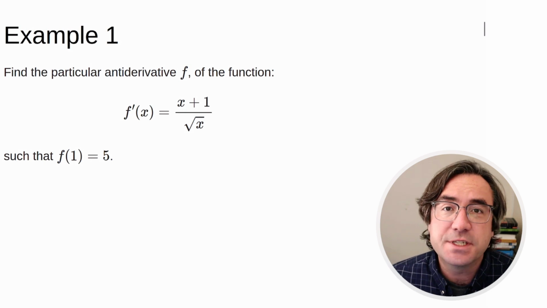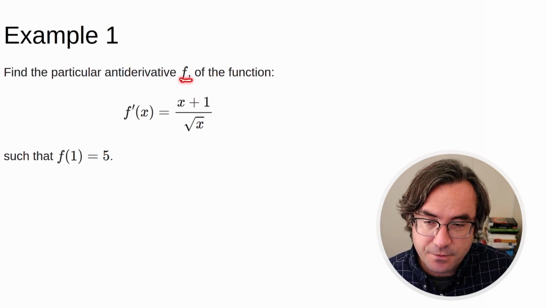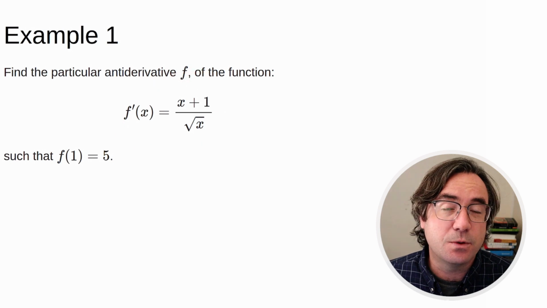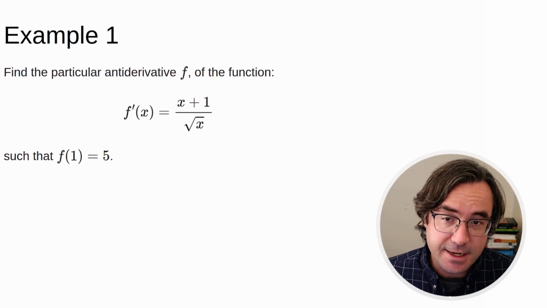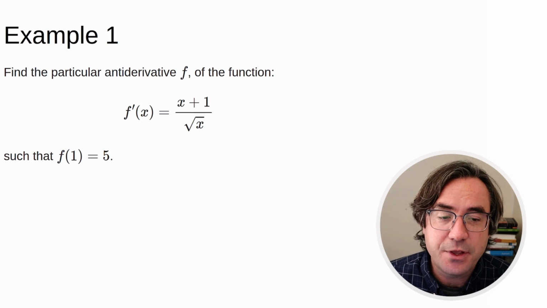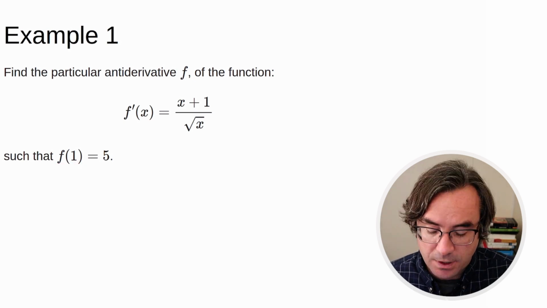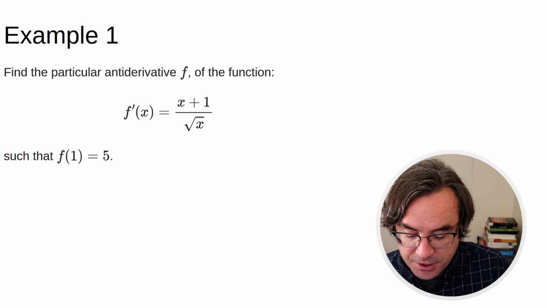All right, so for example 1, we're going to find the particular antiderivative, function f, given that its derivative is equal to x plus 1 over square root x. And we have a little bit of extra information about the original function here. We know that our original function value at x equals 1 is equal to 5. So this is what we call the initial condition.